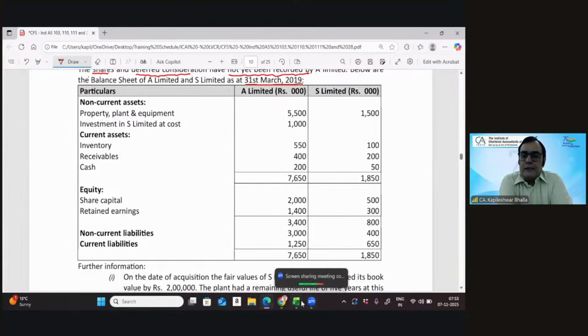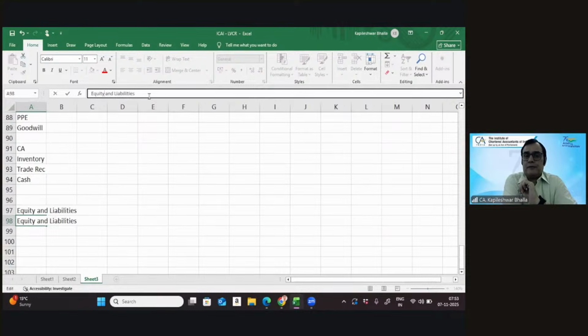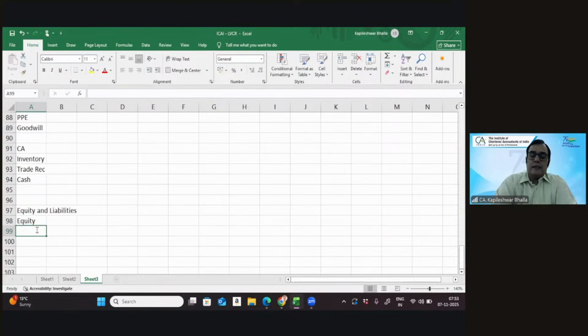And then on the equity side, we can consider equity and liabilities. So we've got equity, and in this equity, we've got a couple of items to be taken. Would you like to tell me what are the items to be taken apart from the equity share capital? What will you take in the other equity?